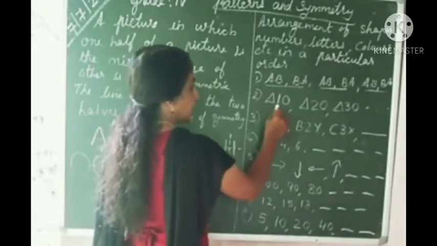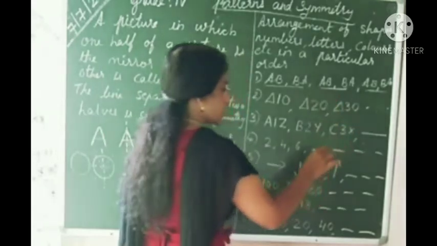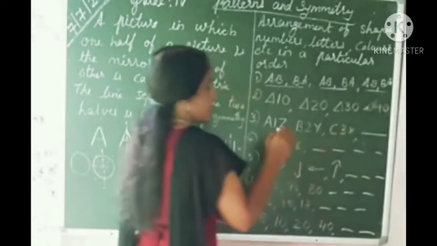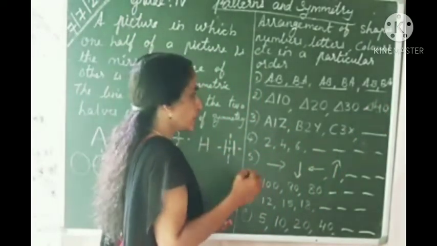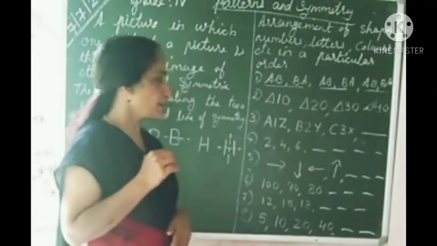Next, triangle 10, triangle 20, triangle 30. What will come next? Triangle and 40. This is also triangle and 10, 10, 10 increase. This is also going in a pattern. Therefore, the second series is a pattern.